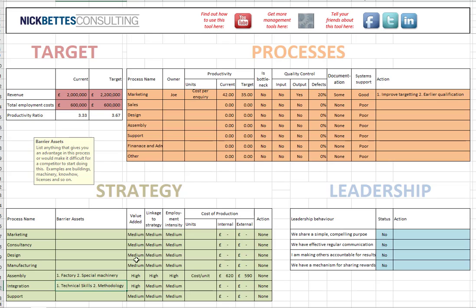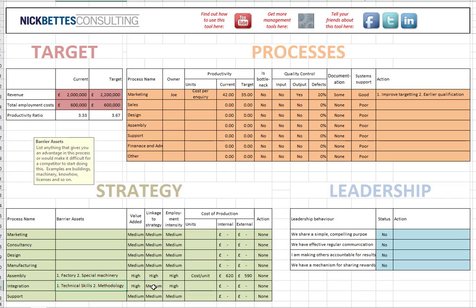How much value is added? Well, we're saying, from a customer's perspective, which is really the only perspective that counts, that putting this together into a workable solution is really high value. In fact, without it, the widget or whatever we've made is not worth that much. So this is a high value step in the overall value chain of putting this together for a customer. We've decided linkage to strategies is medium.